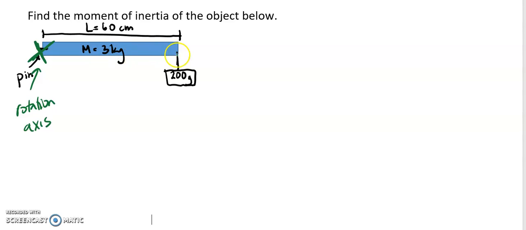Okay, so let's look at this. How many shapes do we have? We have two shapes. So the total moment of inertia, I think of it kind of like total mass. It's the rotational analog for mass. So to find the total mass, I would always need to add. So to find the total moment of inertia, I need to add as well. So I total is going to be the moment of inertia of the rod plus the moment of inertia of the hanging mass.